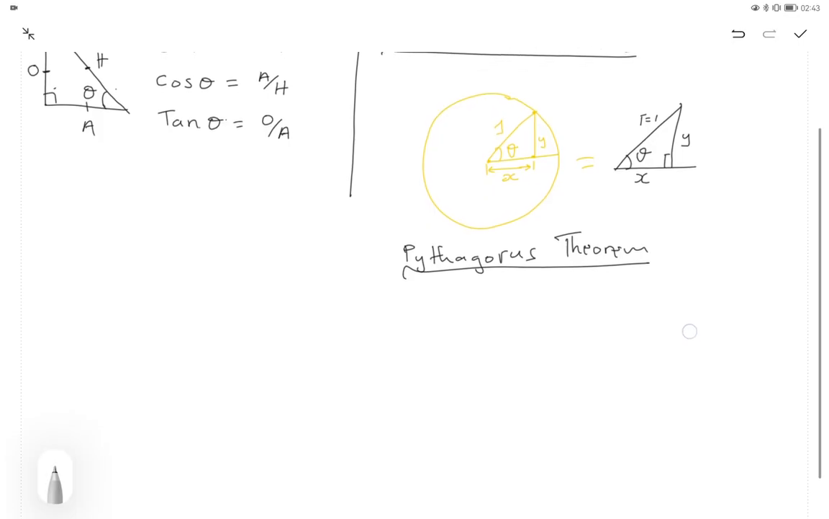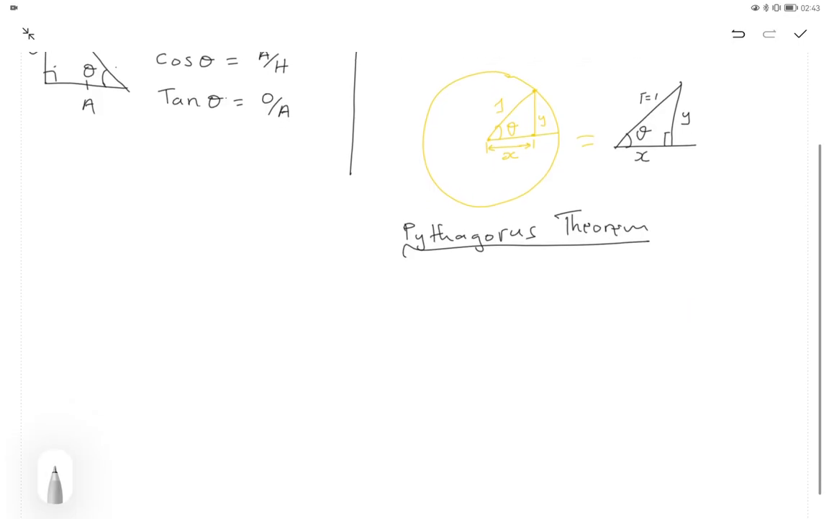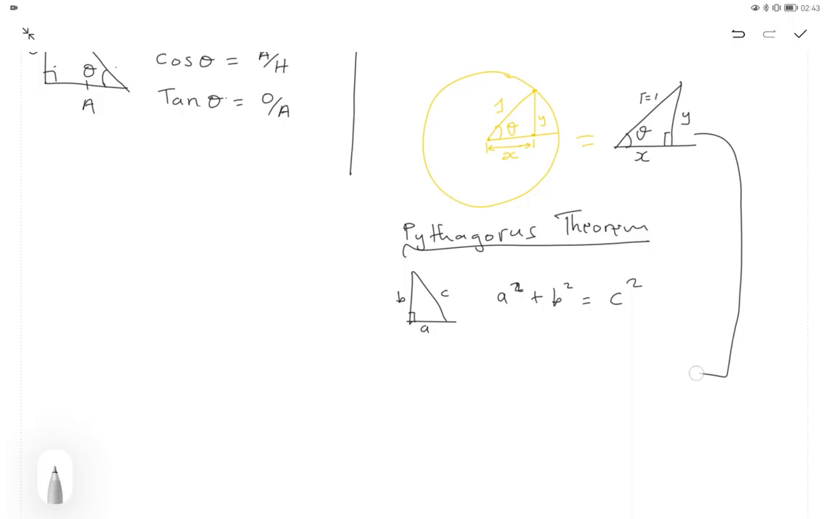The Pythagoras theorem states that if you have a right angle triangle with sides A, B, and side C, then taking the squares of the shorter sides, A square plus B square, it should give you the longest side squared. So the same principle from this triangle that we have here, we can put it here.